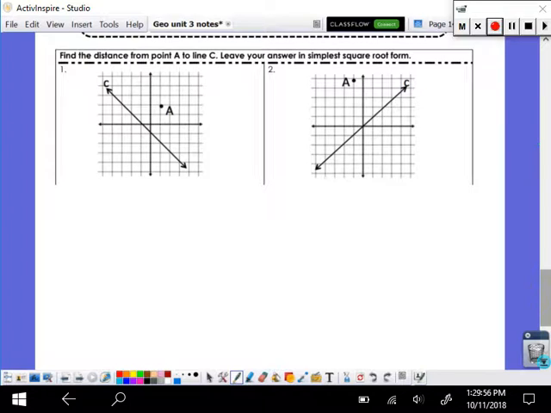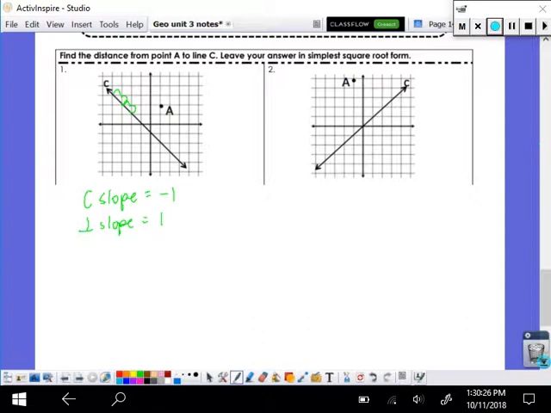So here I'm given point A. Our first step is to write the slope of the line. So we need the slope of line C. So I'm going to say C slope. Okay? And if we look at that slope, it looks like it's going to the right one, down 1, to the right one, down 1. So our slope is just -1. So my perpendicular slope is going to be a +1.